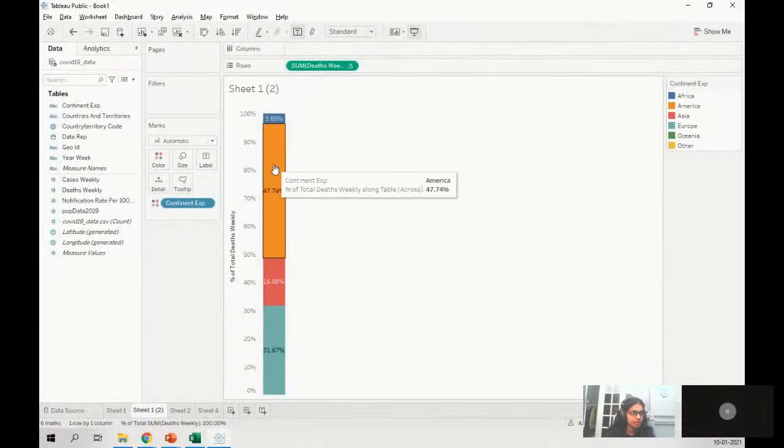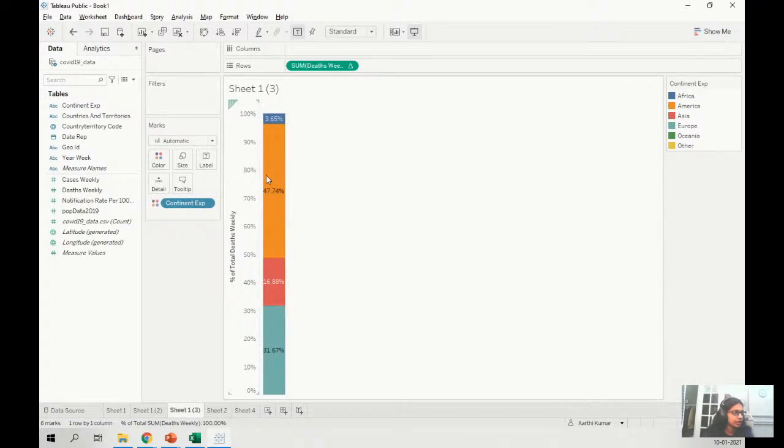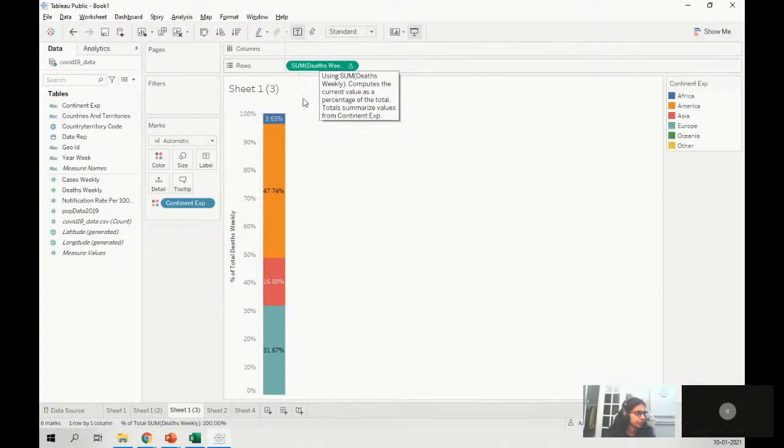The number of cases, which is in the proportion. Let's duplicate this, and in this, let us look at the deaths per week.